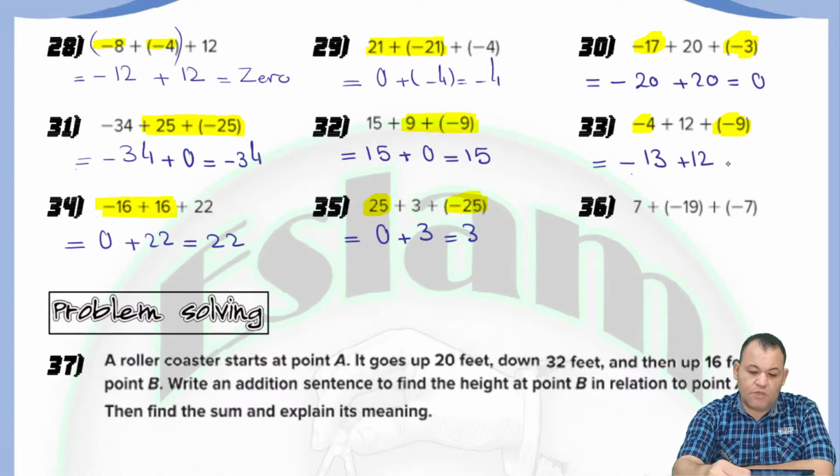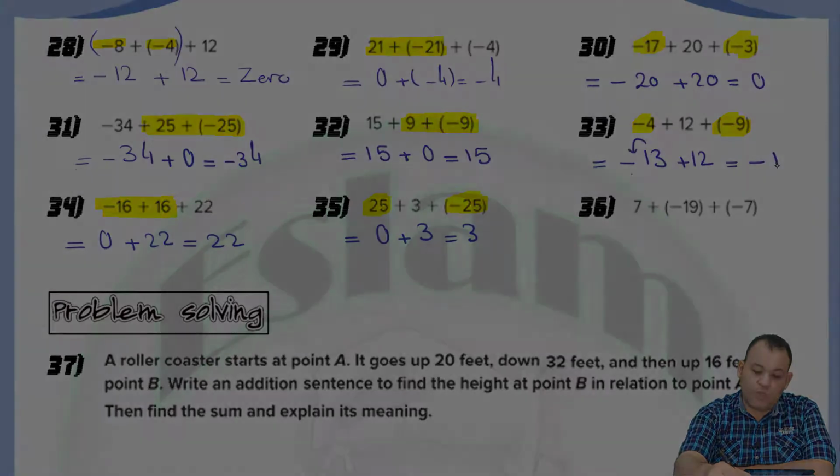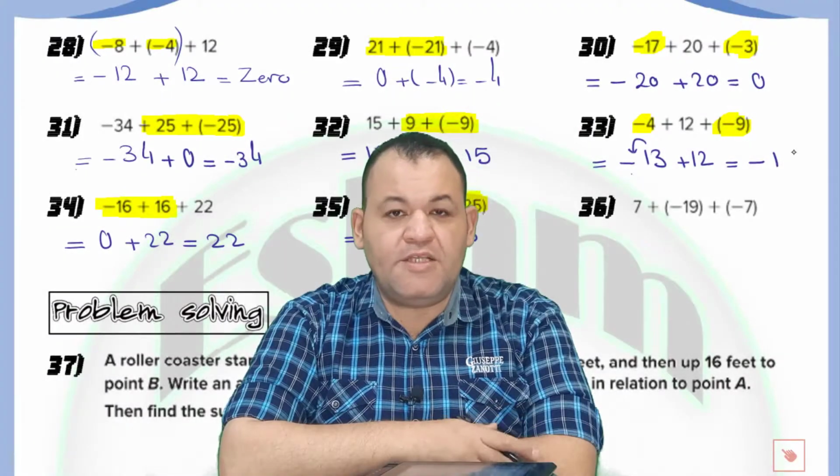Negative 13 plus 12. We have here 13 is greater than 12 and 13 is negative, so the answer will be negative. The two numbers have different signs, so I will subtract them. 13 minus 12 equals 1. And that's how we can add the integer numbers.